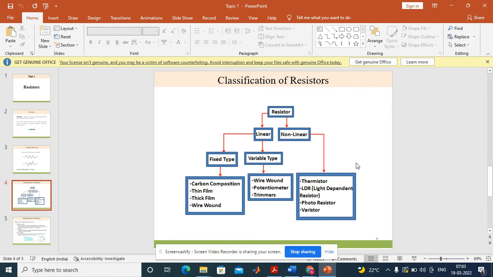Next comes the classification of resistors. Resistors are basically classified into two types as linear and non-linear. The linear resistors can further be divided into two types as fixed type of resistors and variable type of resistors. Based on the material used to manufacture fixed type of resistors, there are four different types, which are carbon composition resistors, thin film resistors, thick film resistors, and wire wound resistors.